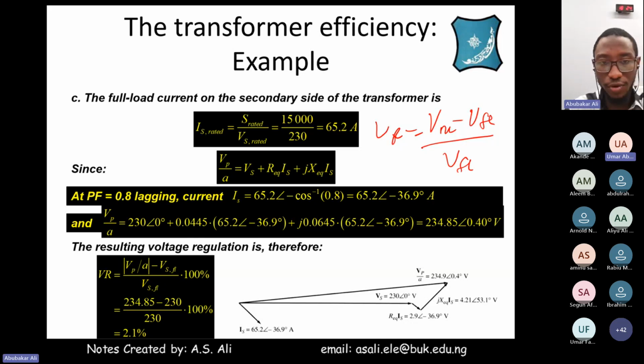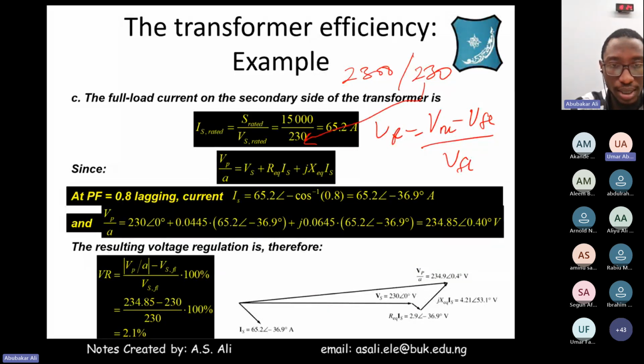So to understand V full load, if we know, for example, the Z, and if we know the I, we can know the current that is passing in the secondary. And to do that, we know our transformer is 15 kVA. So we divide this 15 kVA by our VS rated, which is 230, right? Because our transformer is 2300 by 230. So this 230 is here, and this one is given as 15 kVA.